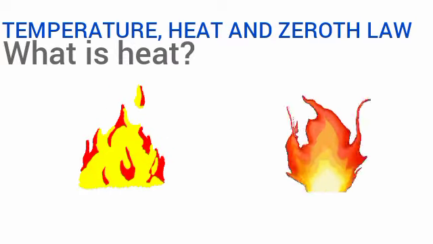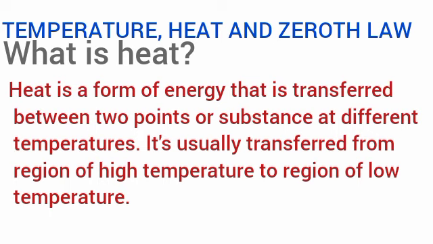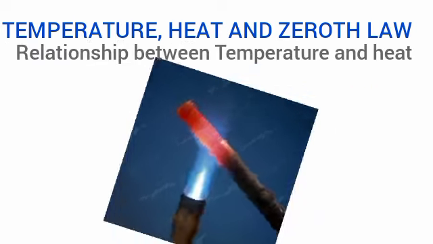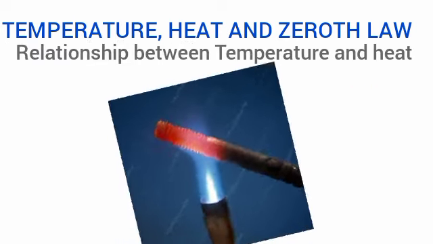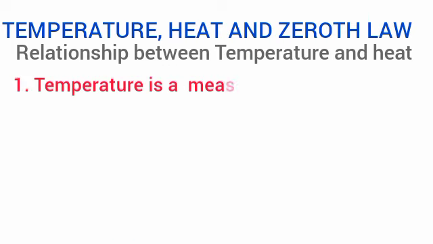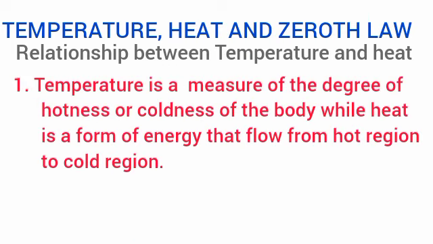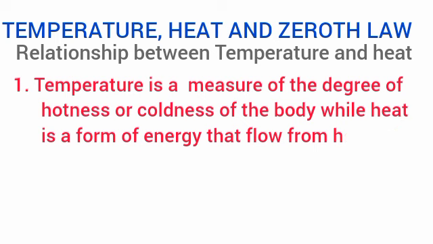Heat is a form of energy that is transferred between two points or substances at different temperatures. Usually, heat is transferred from a hot region to a cold region. What is the relationship between heat and temperature? Temperature, as I defined earlier, is the degree of hotness or coldness of a body, while heat is a form of energy that flows from the hot region to the cold region.